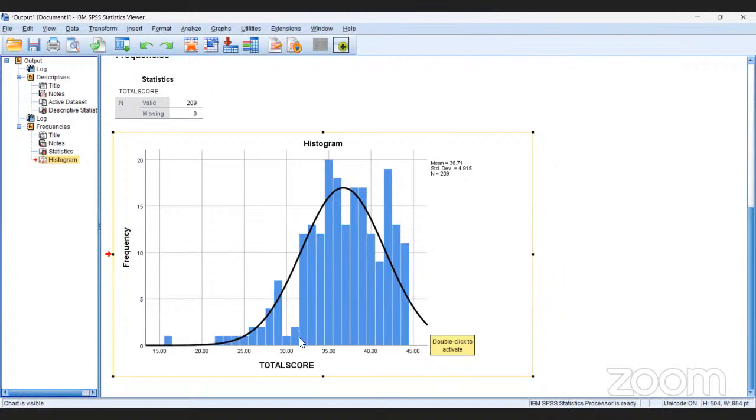Sir, 16 is an outlier? No, we have to check whether it is an outlier or not. This is the histogram, and it does not give you knowledge about outliers. The majority of data falls here, and the peak of the normal probability curve also lies here.